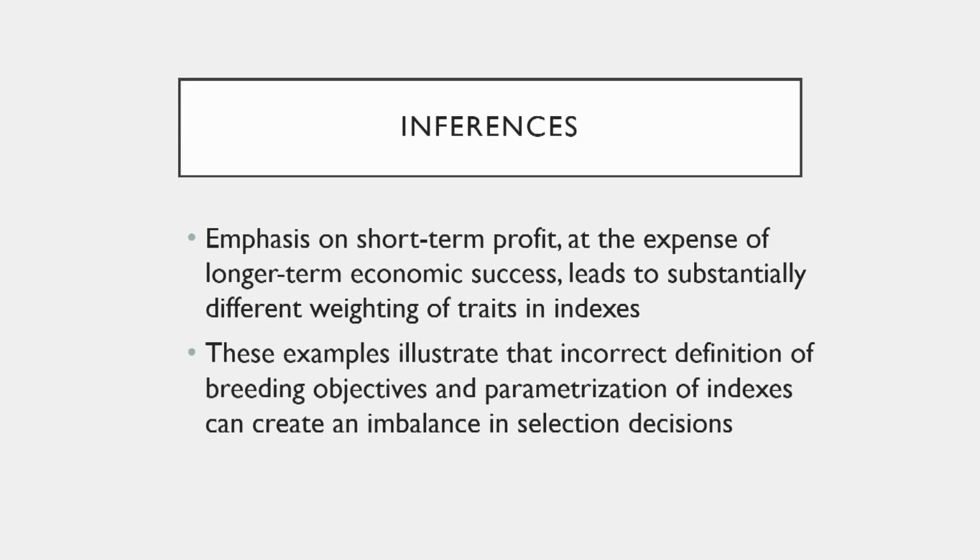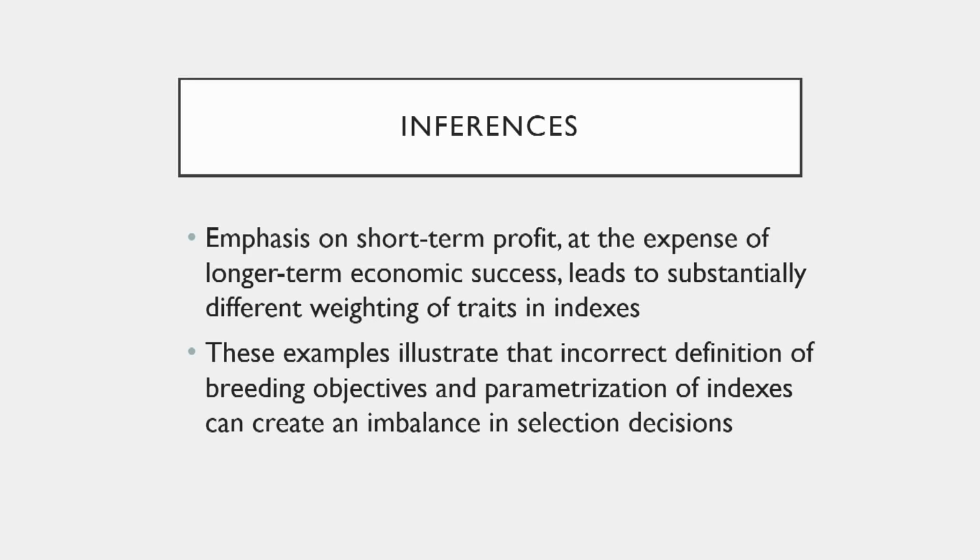So what inferences do we make from all of that? As I said before, emphasis on short-term profit at the expense of longer-term economic success can lead to substantially different traits in the index. I think most commercial cattle producers would say, I'm in this for the long haul. A lot would say, I want to transition over to the next generation. That would insinuate that you have a long-term outlook on profit. And I would just ask if your breeding decisions also have a long-term outlook on profit.